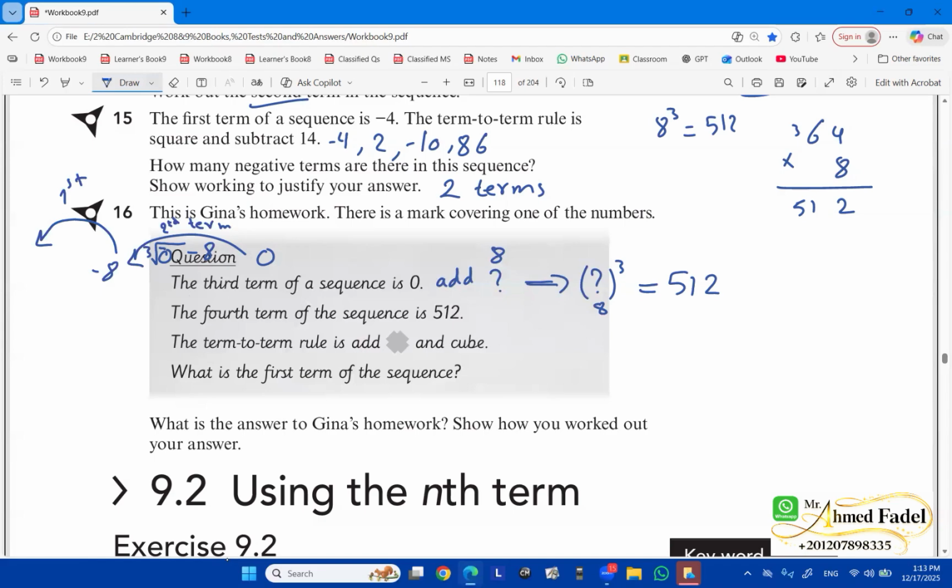is going to be what? Cubic root of -8. So I'm going to get the cubic root of -8. And then what do we do? And then you subtract 8, not add 8. We're going to go backwards. So then you subtract 8. The cubic root of -8 is what? Is -2. Minus 8 is -10. So here is the first term. First term is -10. What is the answer to Gina's homework?